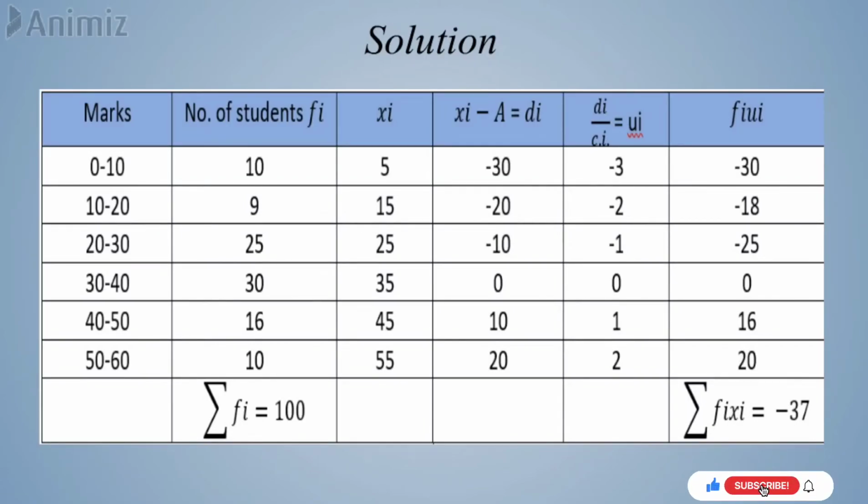Now, marks I have written in the first column, number of students Fi in the second column. Now Xi, like the previous methods, is the class mark. 0 plus 10 divided by 2 will give you 5. 10 plus 20 divided by 2 will give you 15. So like that, other class marks you will get.